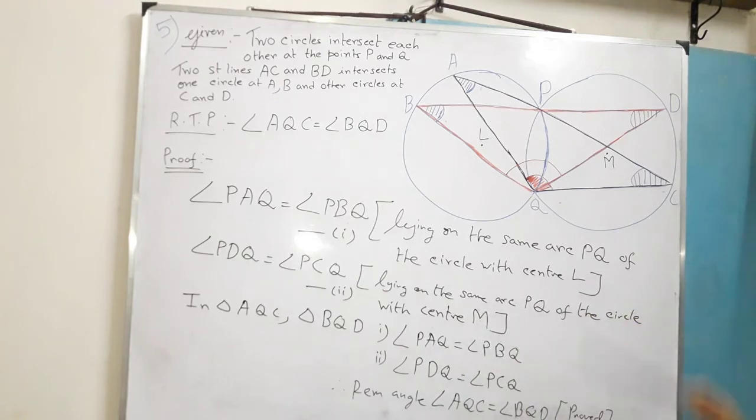Now if I take the two triangles, triangle AQC and triangle BQD, two angles are correspondingly equal. That means whatever the remaining angle is, that will also be equal. Why? We know that the sum of three angles of a triangle is 180 degrees. Now please write down this one.